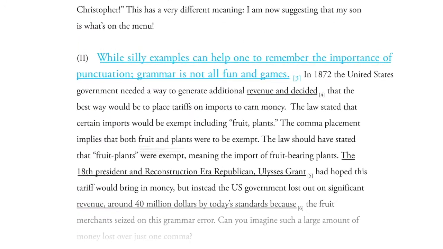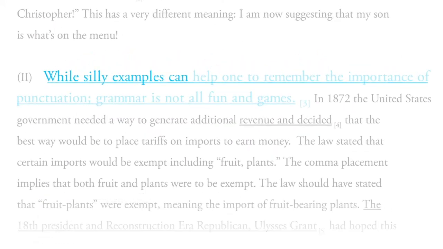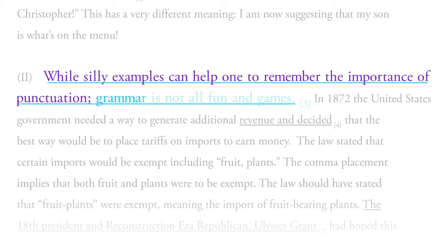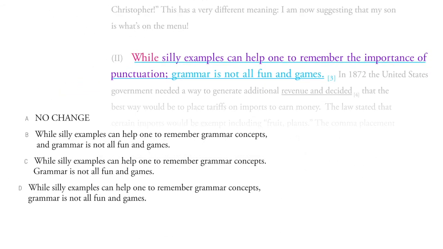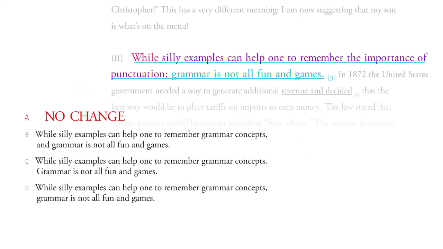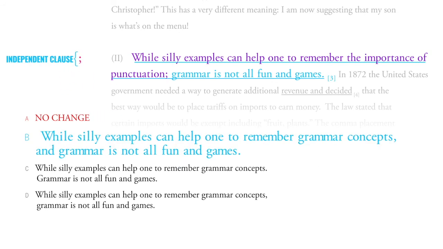Let's go back to question 3. While silly examples can help one to remember the importance of punctuation, well, that's definitely a dependent clause. It has the while, and that means that it can't have a semicolon. Like in option A, you put a semicolon after an independent clause. It also can't have a comma and, like in option B, because that is also something that you do after an independent clause.